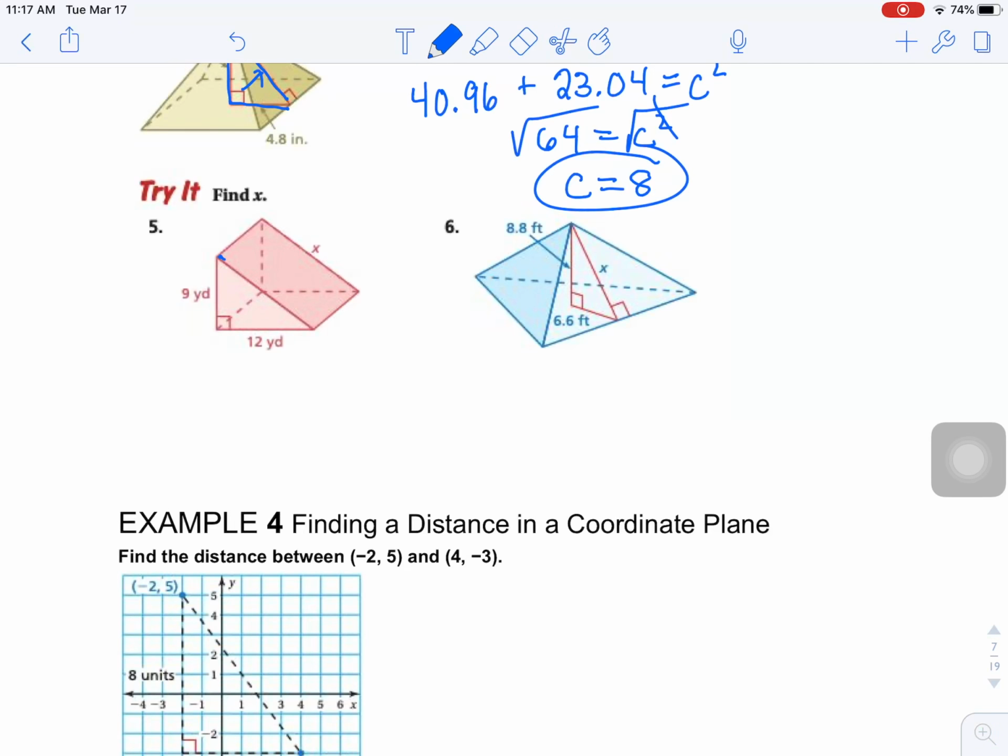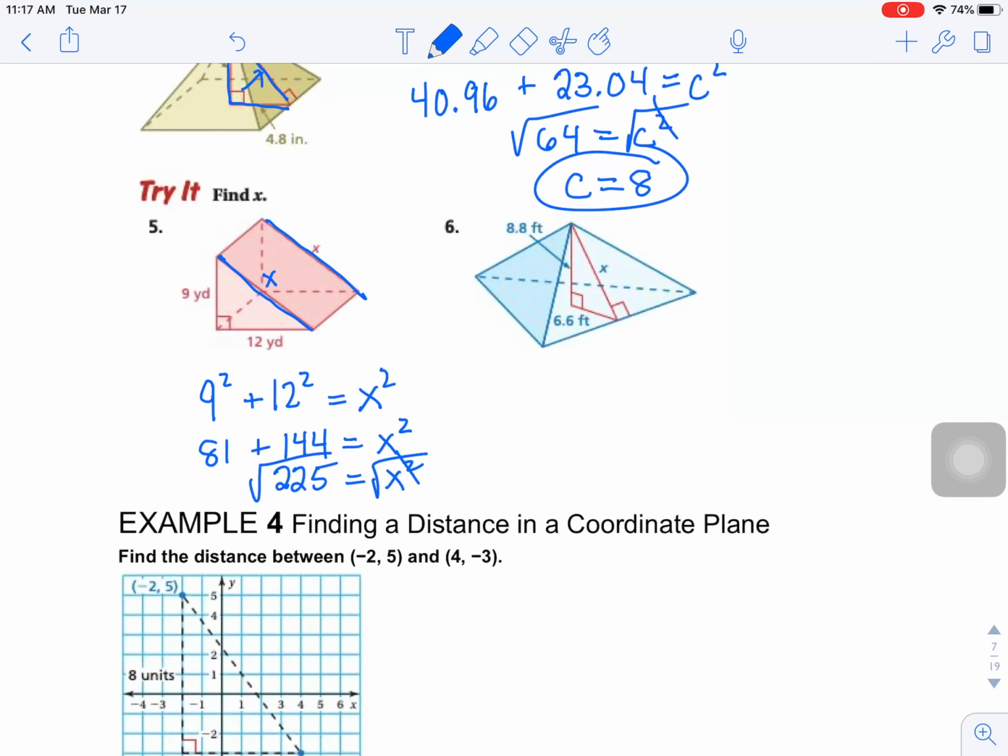In this one, these two are the same length, so I know that my x is, once again, just the hypotenuse. It's okay that they used a different variable instead of c. We will do the same. So 9 squared plus 12 squared equals x squared. This one I actually know in my head. 9 squared is 81, 12 squared is 144. 81 and 144 would give me 225. Square root both sides to isolate x, and we find out that x is equal to 15.